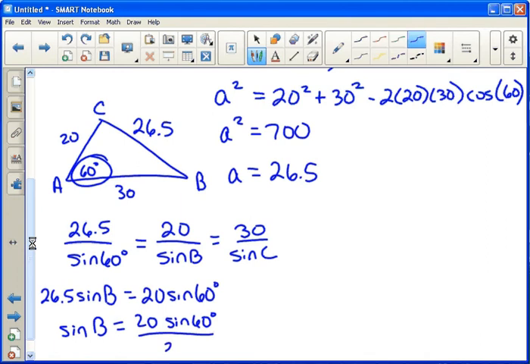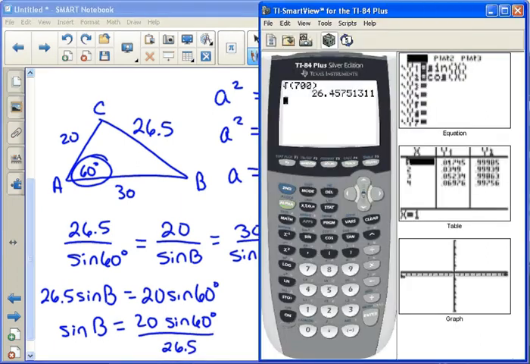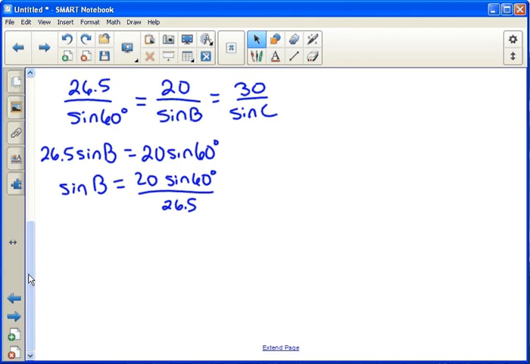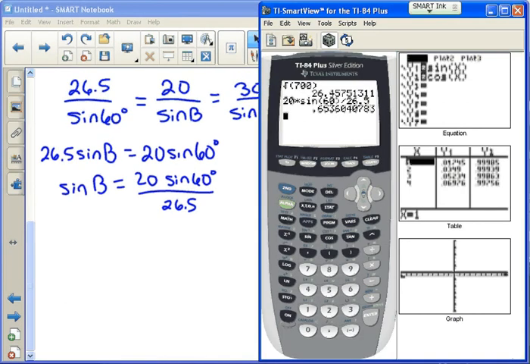And let's see what that gives us. 20 times the sine of 60 degrees divided by 26.5. We get 0.6536. So that's what the sine of B equals. Let me see that again. It was 0.6536. So we get sine of B equals 0.6536.